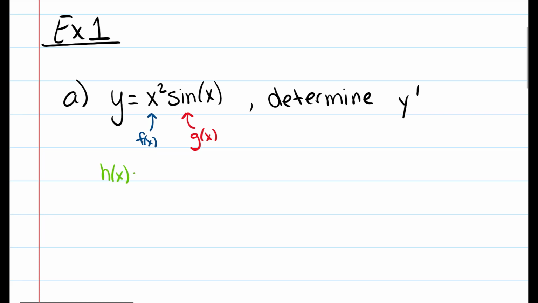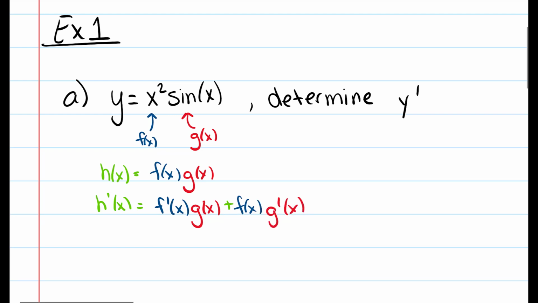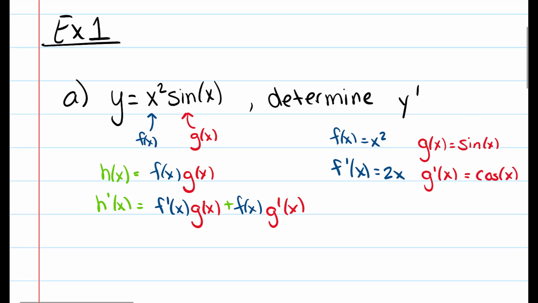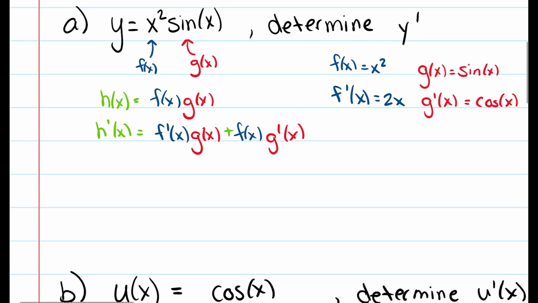So remember, if h of x is equal to f of x times g of x, then the derivative, h prime of x, is equal to f prime of x, g of x, plus f of x, g prime of x. So for this example, we definitely need the product rule, so let's take the derivative of each piece. I have f of x is equal to x squared, so f prime of x is equal to 2x. And I have g of x is equal to sine of x, and g prime of x is equal to cosine of x, since the derivative of sine is cosine. And now all I need to do is fill in the missing pieces. So h prime of x is equal to 2x sine of x plus x squared cosine of x.